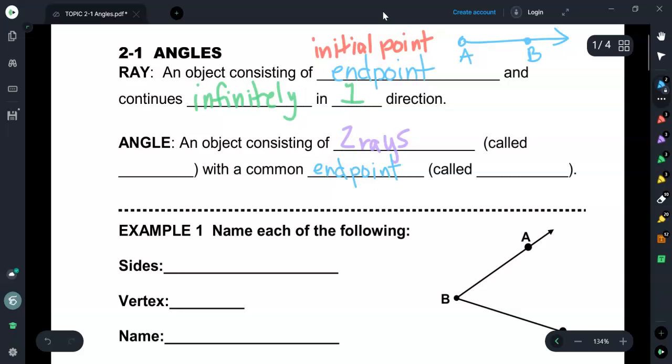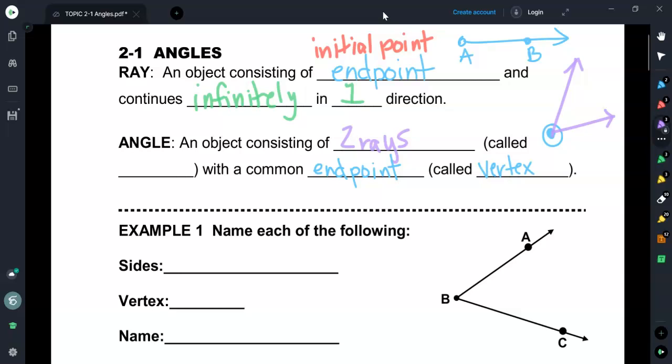Now, what are these things called? So when I draw this angle, this right here is my endpoint for my two rays. That is actually called the vertex of the angle. That's your corner. When I draw the two rays coming off of the vertex, those are called the sides of my angle. So you've got the sides of the angle and you've got the vertex, where vertices is the plural.